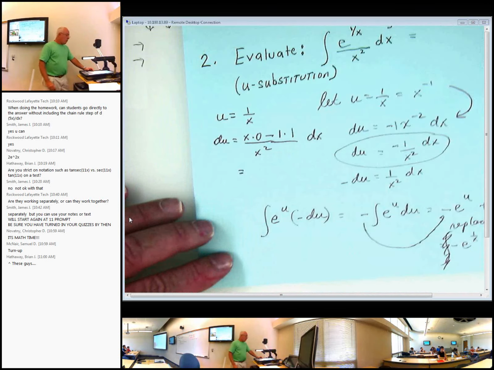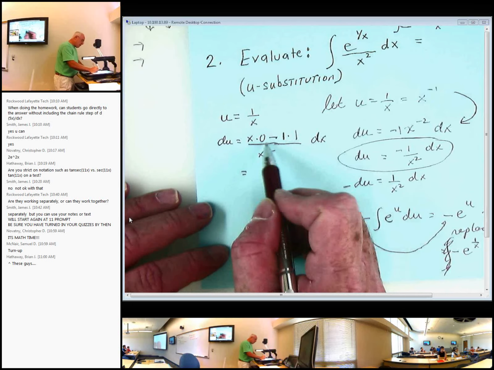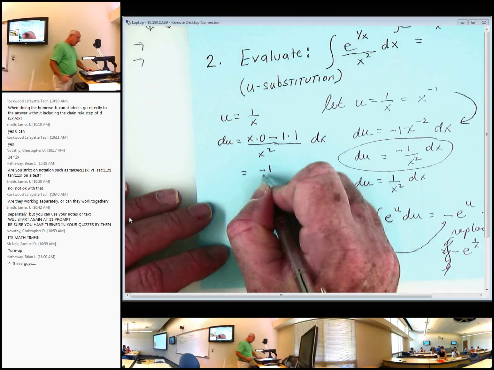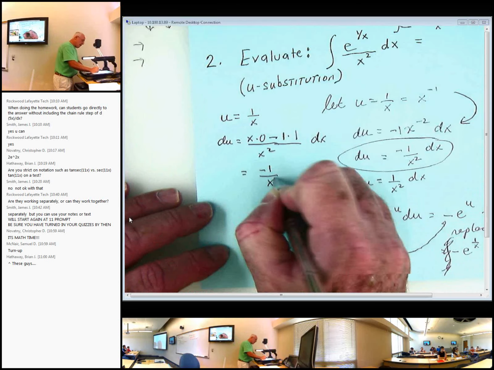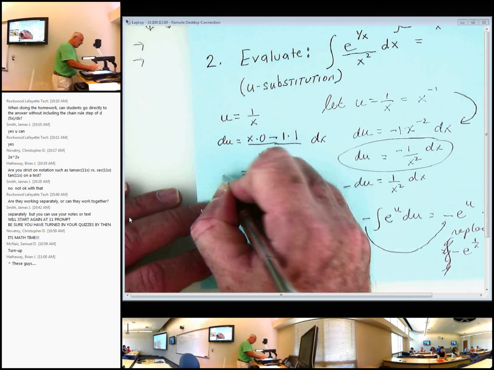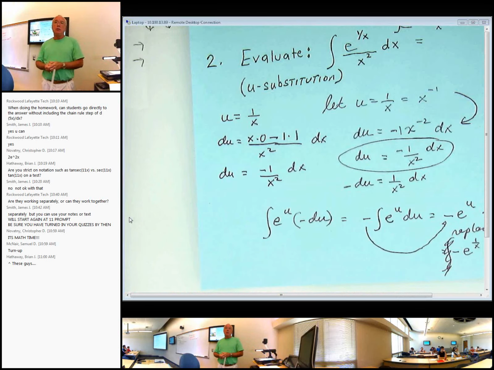So therefore, what we come up with is 0 minus 1, so the numerator is minus 1, and the denominator is x squared, and we have our dx. Using the quotient rule, we come up with the same du, all right?